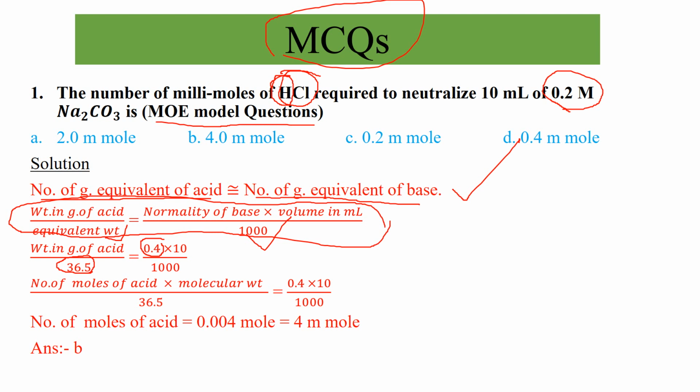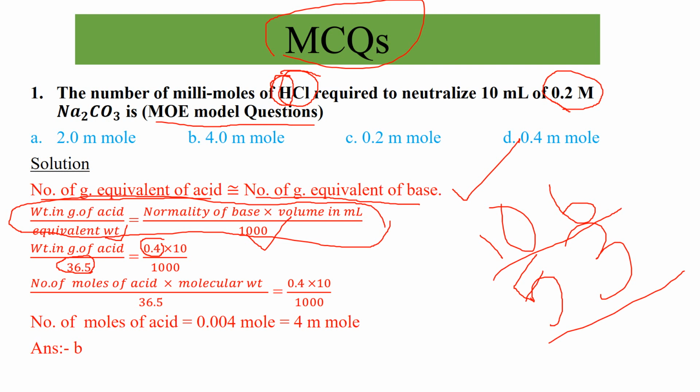Here is one relationship between normality and molarity. The molecular weight of sodium carbonate is 106, right? And the equivalent weight is 53. How is 53 obtained? This 53 is the equivalent weight and 106 is the molecular weight. If you divide molecular weight by equivalent weight, then 2 is obtained, right? And 2 times the molarity is equal to the normality for sodium carbonate. How is 53 obtained? Molecular weight by 2. Why 2?